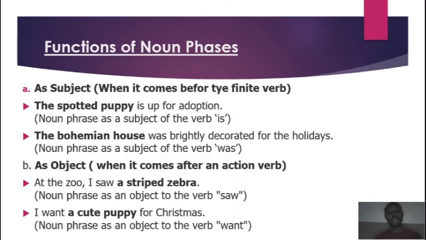Again, what is beginning it? A, which is a determiner under the articles. And what is ending it? Zebra, which is a noun. Therefore, the whole of that expression in bold is called what? Noun phrase. And how is it functioning? It's functioning as object of the verb. So: I want a cute puppy for Christmas. Noun phrase as object of the verb want. Don't forget that you must always put the verb or those things in quotes.